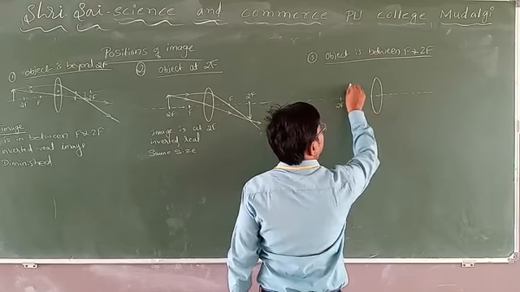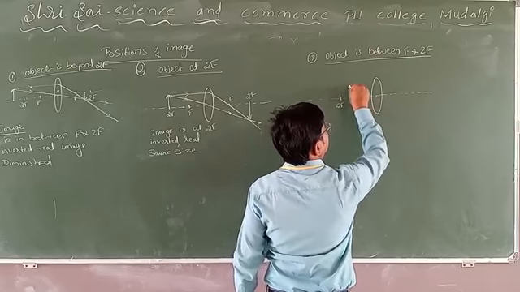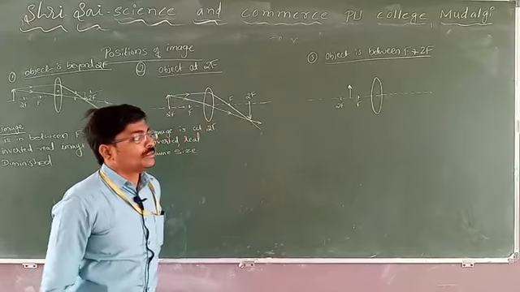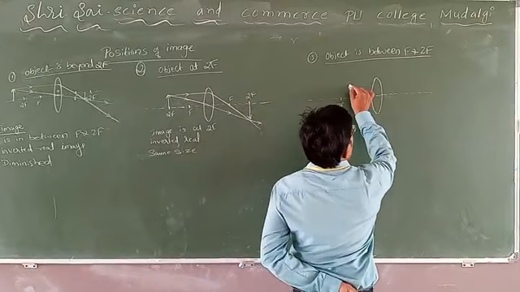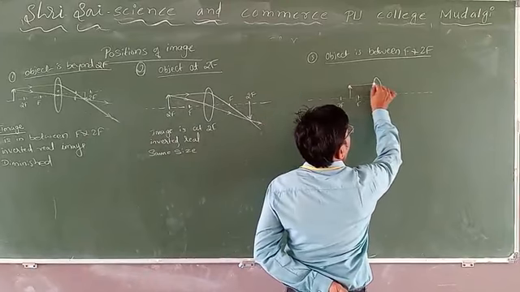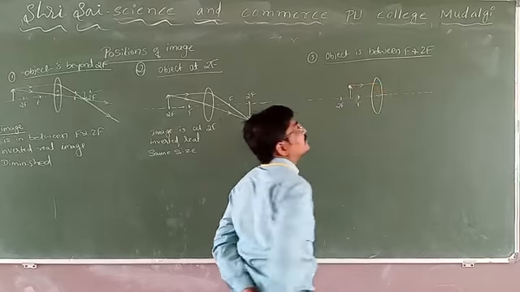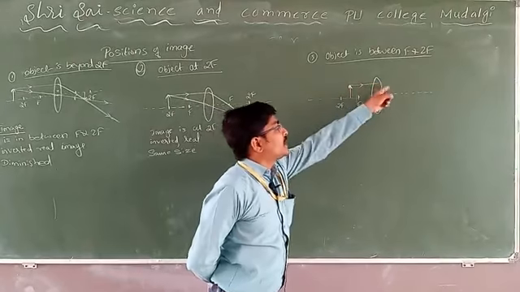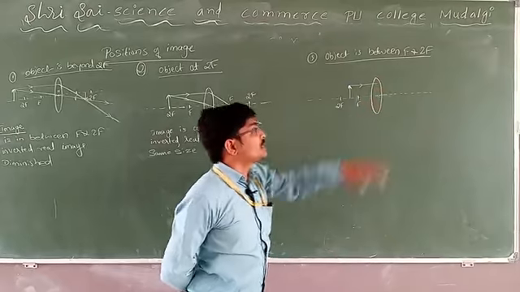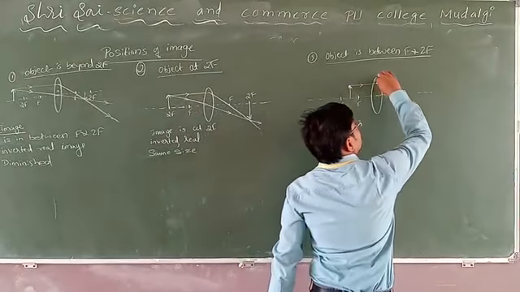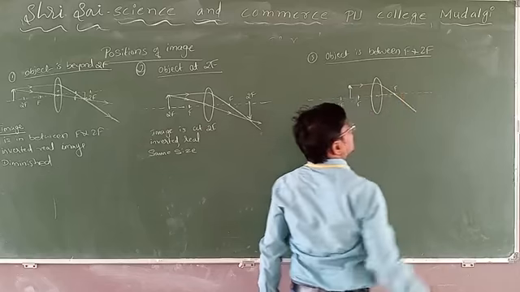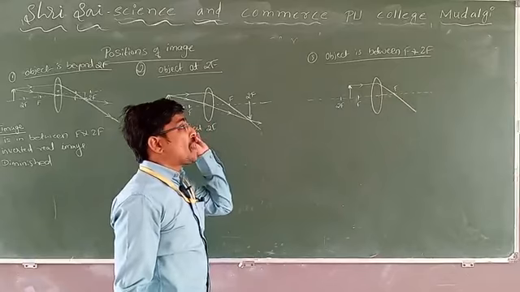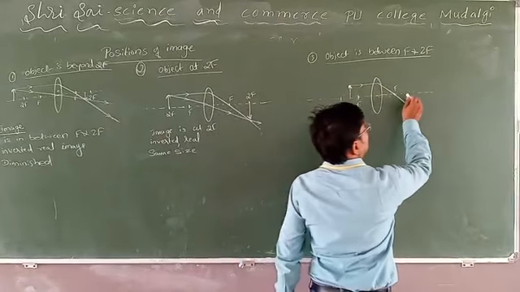If I kept the object like this here, in between 2f and f, light incident like this. Again, I consider a ray parallel to the principal axis. It bends and it cuts the principal focus.